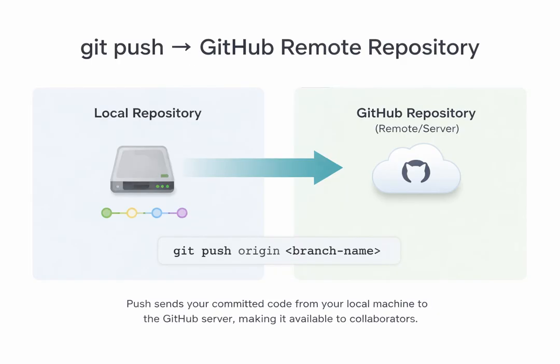After committing, you use git push to send your code from your local machine up to the GitHub server. This is the step that makes your work visible to the rest of the team. The push command takes your committed local history and uploads it to the remote repository on GitHub. So the full flow is working directory, staging area, local repo, GitHub. That's the core Git workflow.